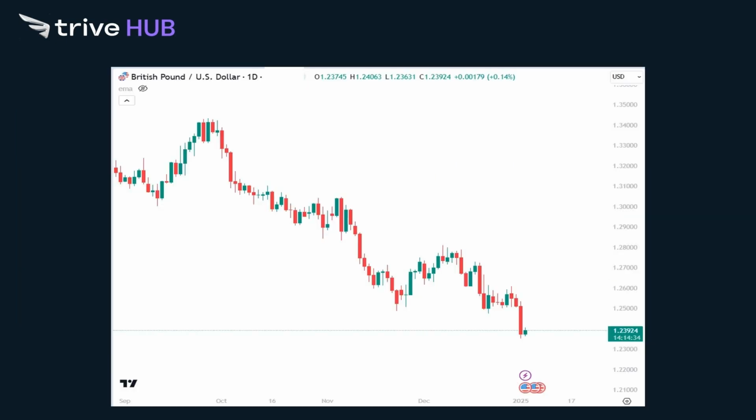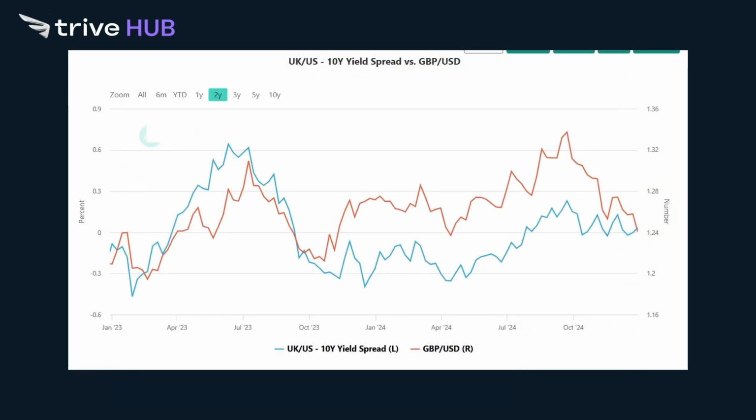Second example is British pound versus US dollar on the one-day chart. It shows that GBP USD is having a hard time and is moving in a downtrend as of now. And if you look at the UK versus US 10-year yield spread, you can see the yield spread is falling.